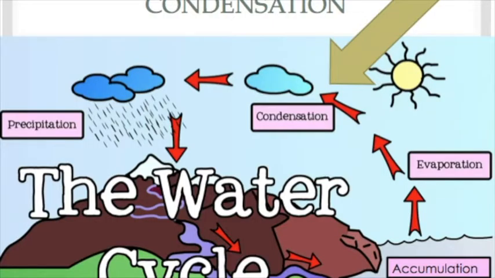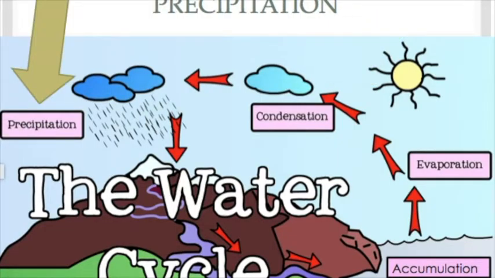As it gets higher, it gets colder, and it makes the water vapor change form again. It turns from a gas back into a liquid. This step is called condensation. The liquid water hangs onto dust particles in the air. This is called clouds, which I'm sure you've seen in the sky all the time. Eventually, the clouds get too heavy, so the water falls back down to earth. This step is called precipitation, which we normally call rain.